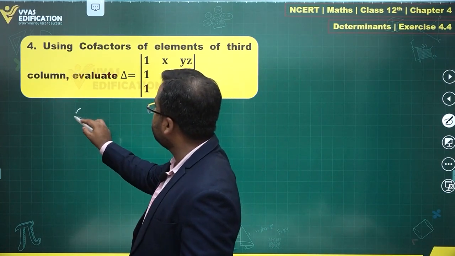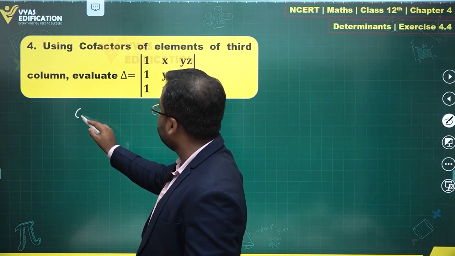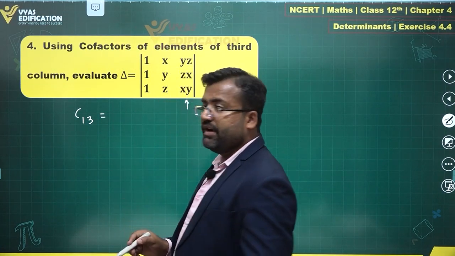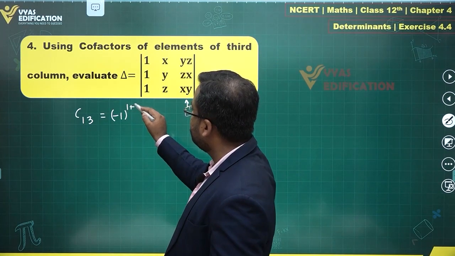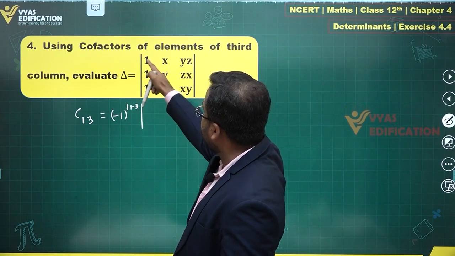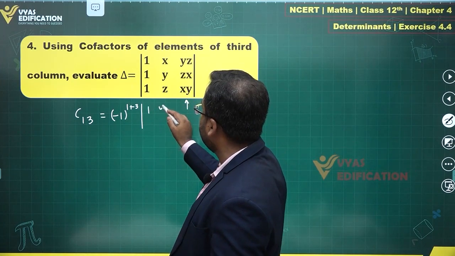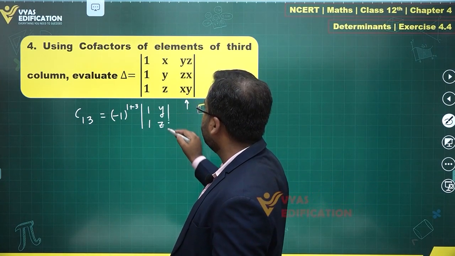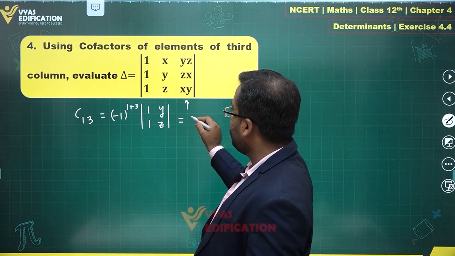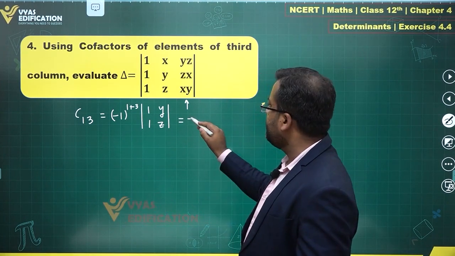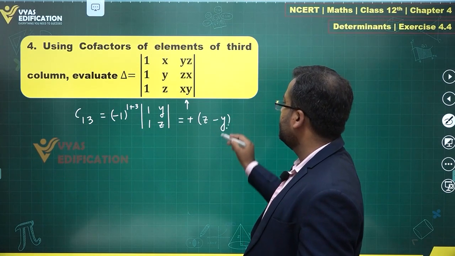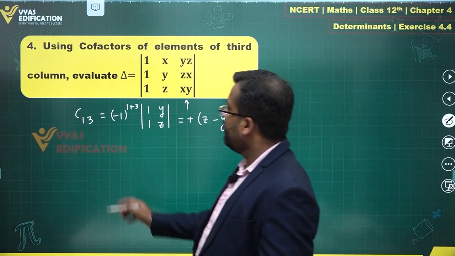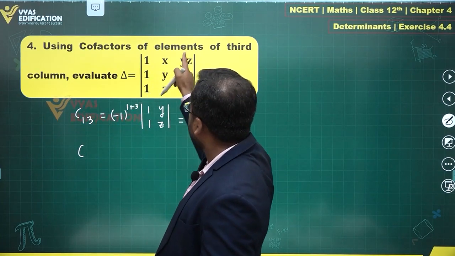So we have C13, first row and third column. This is the element, and what's the cofactor? This will be minus 1 power 1 plus 3 times the determinant formed by removing this row and this column, that is 1 y 1 z. What you'll get is minus 1 power 4, which is actually plus, and this will be z minus y. C13 is done.